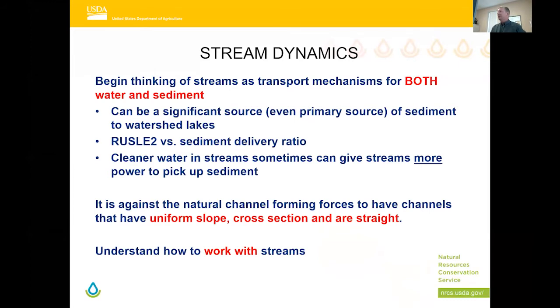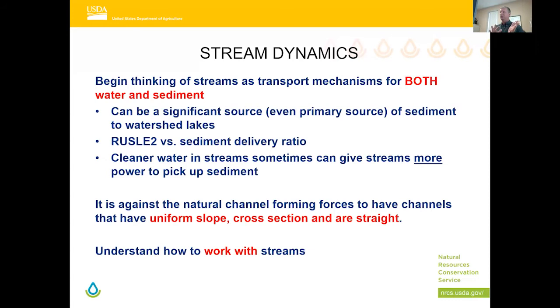So let's talk a little bit about stream dynamics. I'd like you to begin thinking of streams as transport mechanisms for both water and sediment now. That's the way we think of it. They're there really to transport two things. Everyone understands and realizes that they're there to transport water, but they also transport sediment downstream.